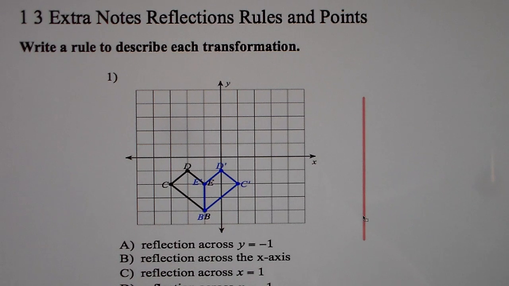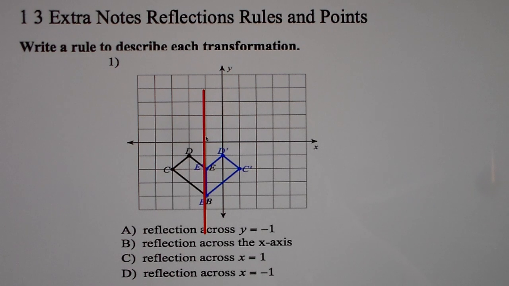Well, we see that D goes to D, E stays on itself, and B stays on itself. So D is 1 away from the red line, and D prime is 1 away from the red line. C is 2 boxes away from the red line, and C prime is 2 boxes from the red line. So this red line is the line of reflection. And this crosses at -1, so x equals -1 is the name of that line. So number 1 will be D. X equals -1.